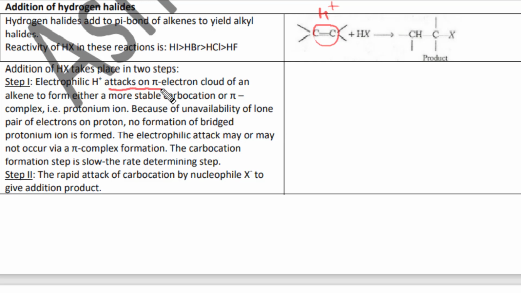So electrophilic H plus attacks on the pi electron cloud of an alkene to form a more stable carbocation or a pi complex, protonium ion. Because of the unavailability of the lone pair of electrons on proton, because there are no electrons over there, no bridged protonium ion is formed. So bridge formation doesn't take place. The electrophilic attack may or may not occur via pi complex formation. The carbocation formation step is slow, the rate determining step. Then there is rapid attack on the carbocation by nucleophile X minus to give the addition product.